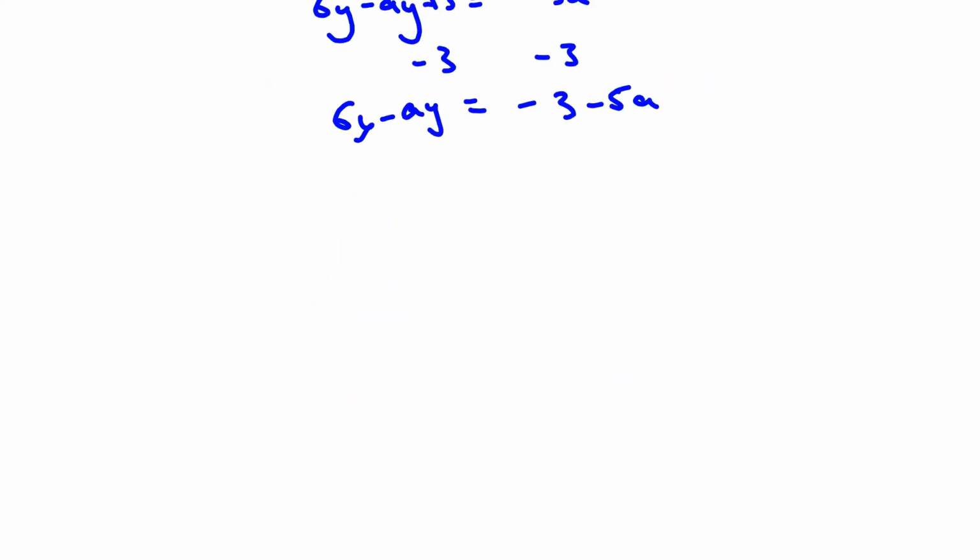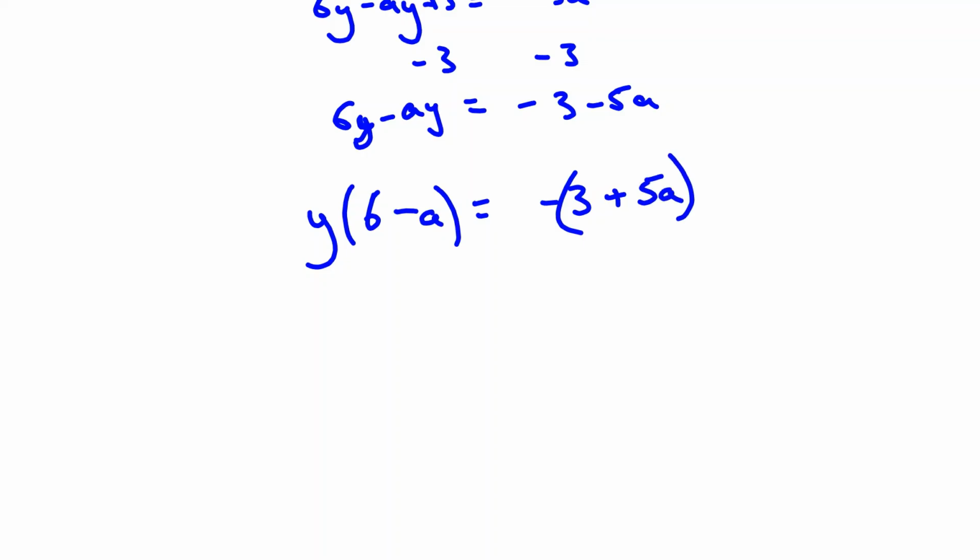So now we've got the situation where we've got 6y, take away ay. Now, we can't simplify this bit, and we've got y appearing in two terms. So the trick we're going to do is we're going to factorize out our y. So we're going to do y times 6 gives me 6y, and y times negative a gives me negative ay. And on the right, for good measure, I'm just going to factorize out a negative sign to make sure everything is positive.